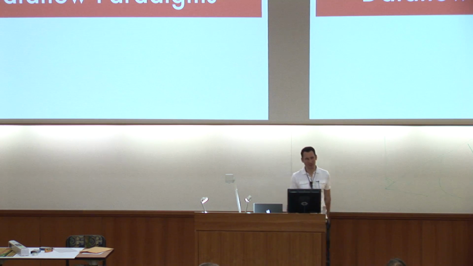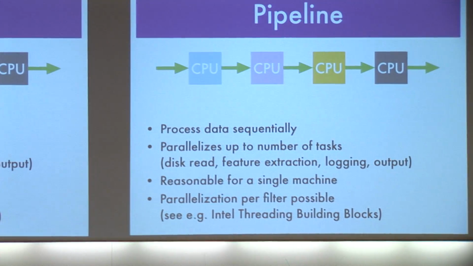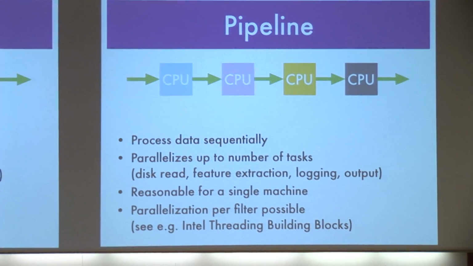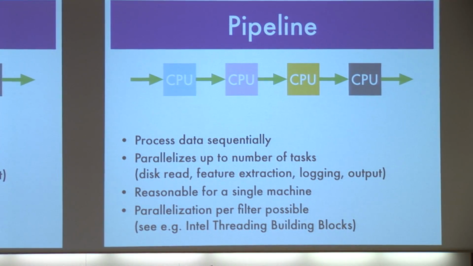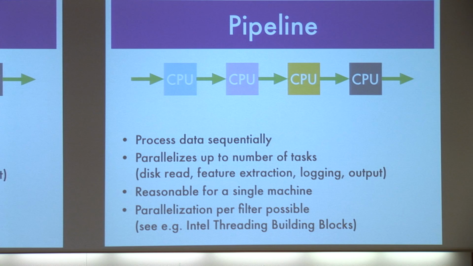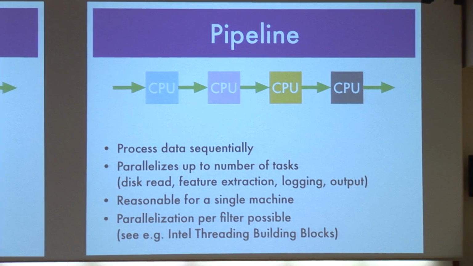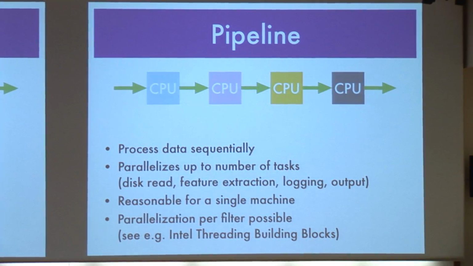OK, good. Data flow paradigms. So here's the simplest way of parallelizing things. You have a process by which you want to treat some data that comes in a stream, you do things with it, and at some point it goes out again. And you want to do this efficiently, so one way you can do is you just take the entire operation process, break it up into a set of filters, and then for instance you read from disk, you do feature extraction, you log things, you output it, and that's quite reasonable on a single machine, and you can actually parallelize that quite well.